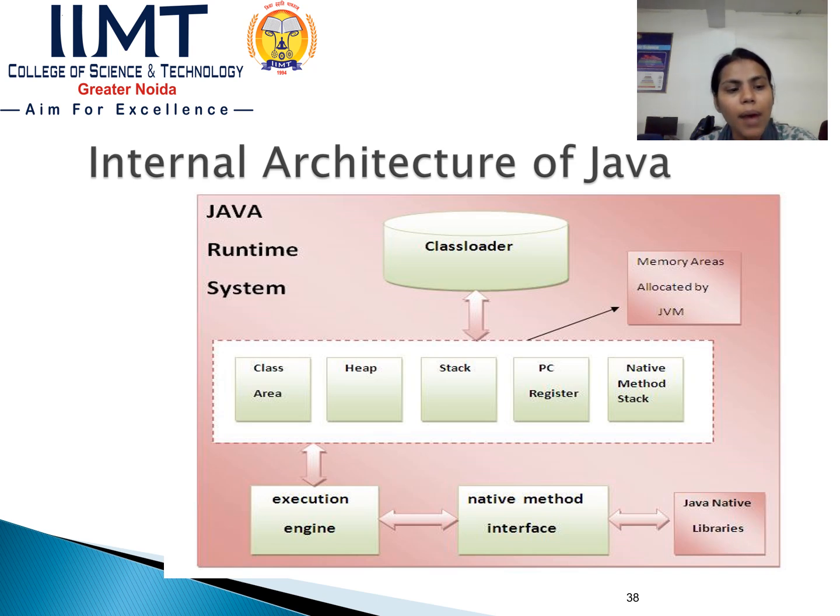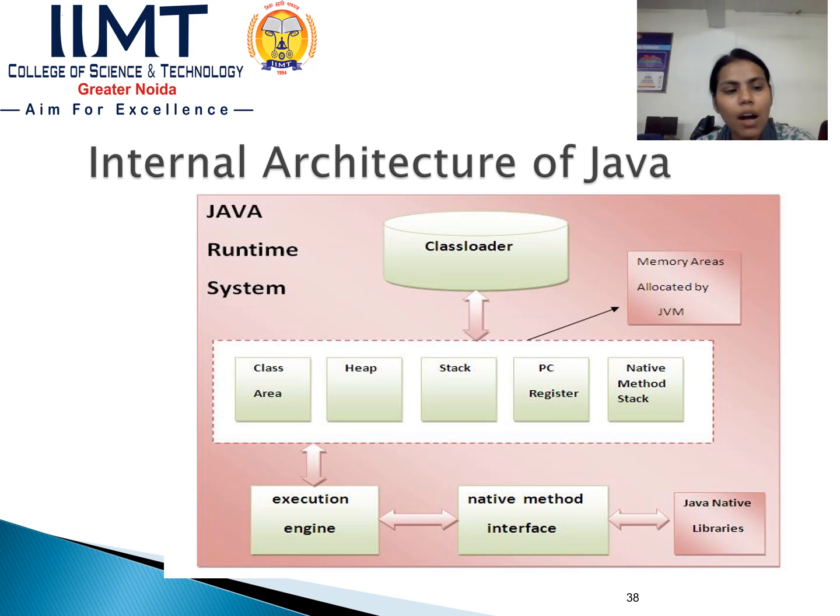Third is the system application class loader. This is the child class loader of the extension class loader. It loads the classes from the classpath. By default, the classpath is set to the current directory. You can change the classpath using the -cp or -classpath switch. It is also known as the application class loader.